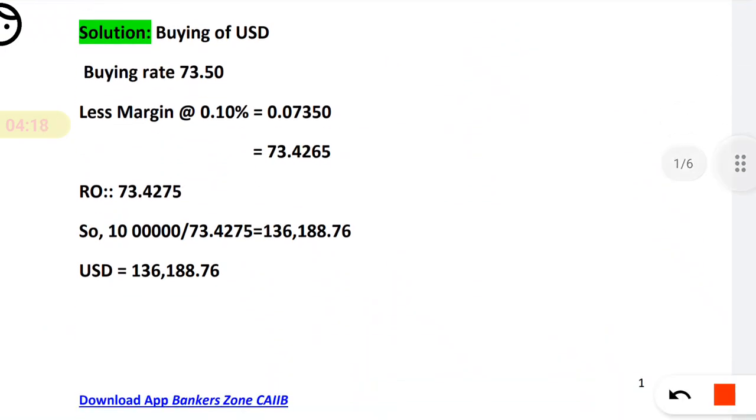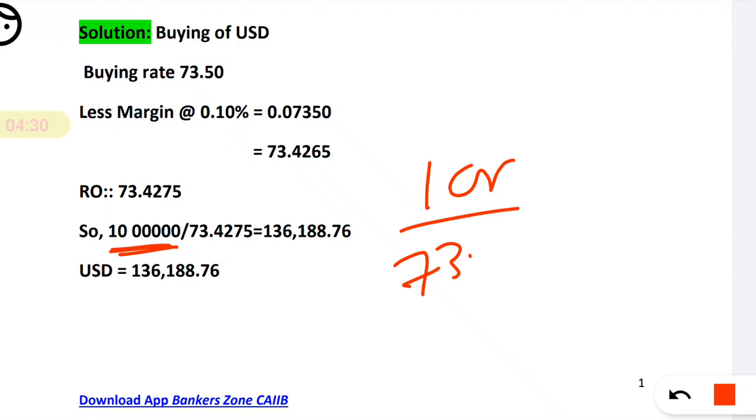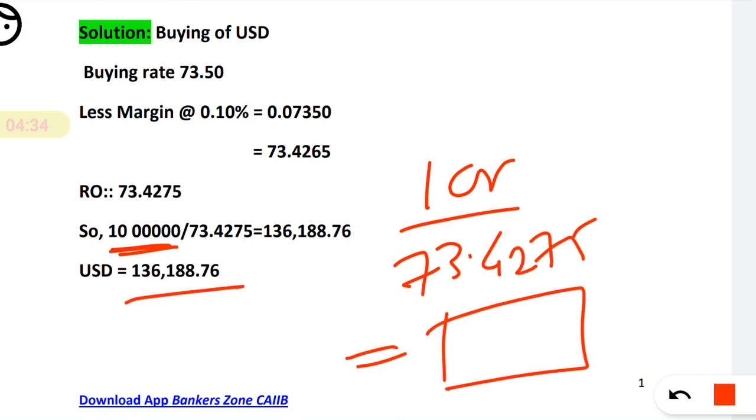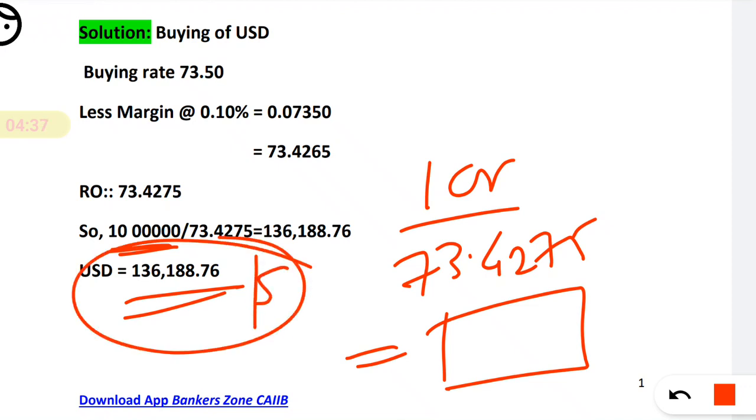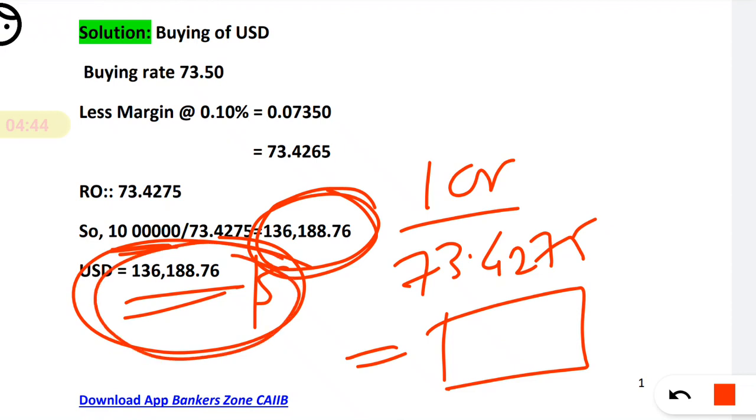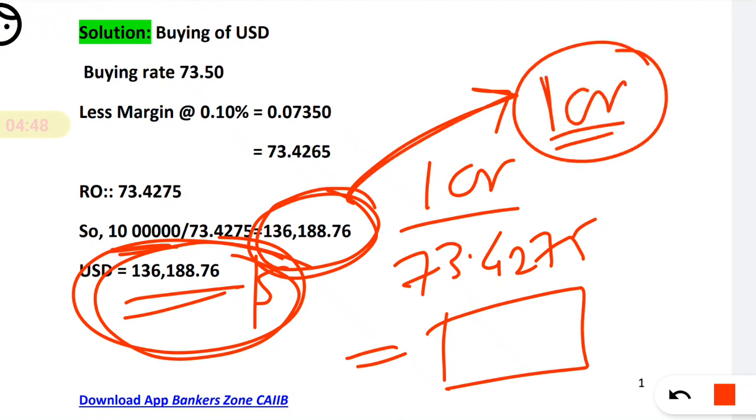Now, here we are receiving dollars and we have to give credit of 1 CR. So how many dollars do we need to receive? 1 CR divided by the rate we got, 73.4275. So you will get this much USD, which we will receive as inflow. In return we will credit 1 CR to the nostro of Citibank New York.